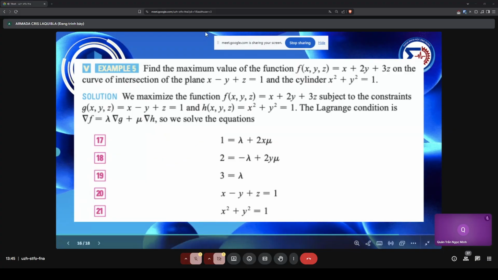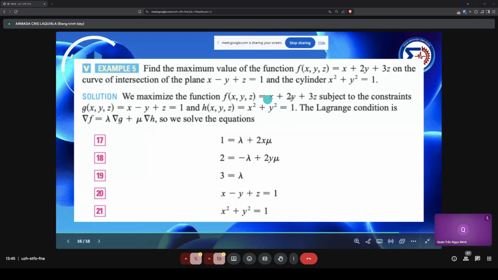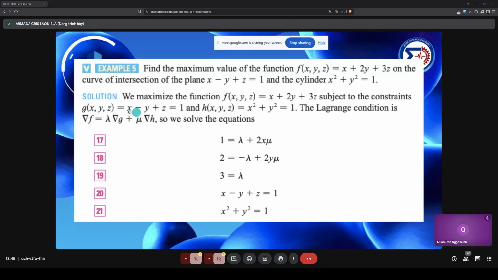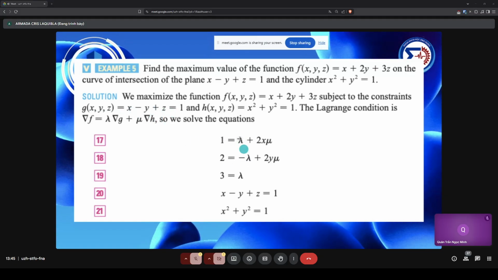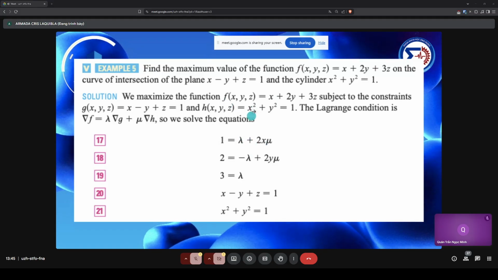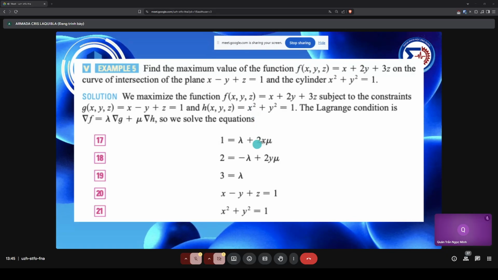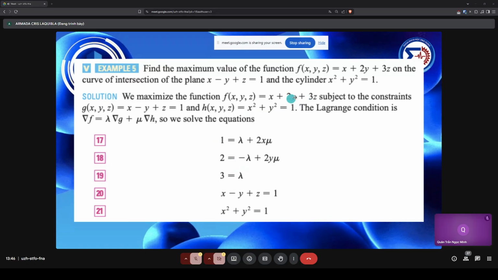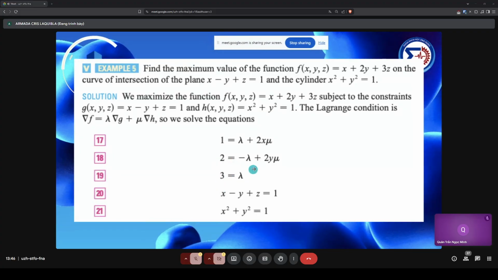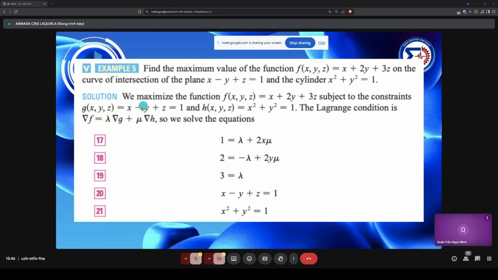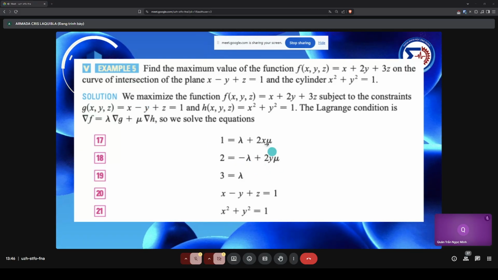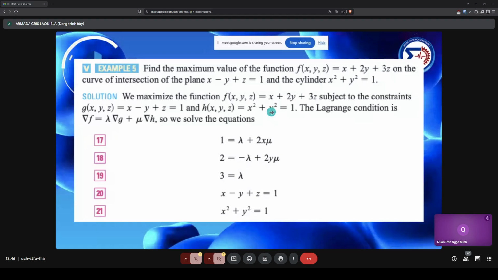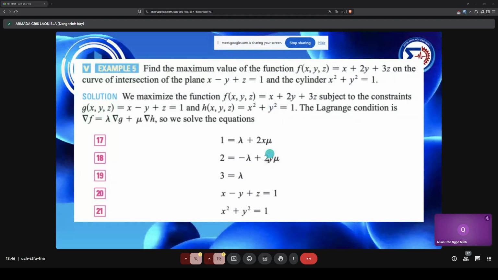So first, with respect to x, the derivative of the x here is only 1, plus lambda. The derivative of the x in your g is 1 only, so that's times 1 there, plus. Now the derivative of your x in the h is 2x, so 2x times mu. Next, with respect to y. F with respect to y, we have 2, and then equals here. G is negative 1 multiplied with lambda, so negative lambda, plus mu. The derivative now of x squared plus y squared with respect to y, we have y squared, so make it 2y there.